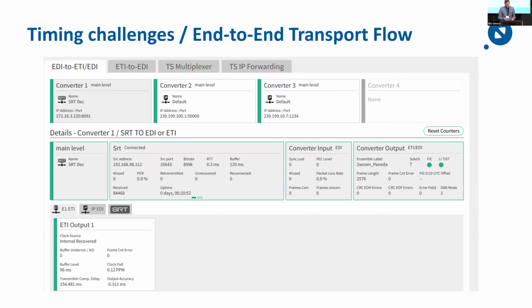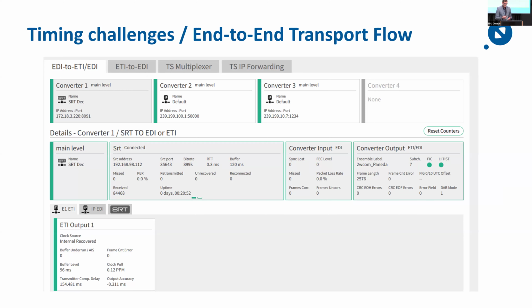Here's an example. Typically we set up these SRT connections with our customers, and then we check retransmitted packets, lost packets, round trip time, and so on. And it's very handy to also measure the transmitter compensation delay, because you can measure the time the transmitter stores when you compare the ETI timestamp against the actual NTP time.